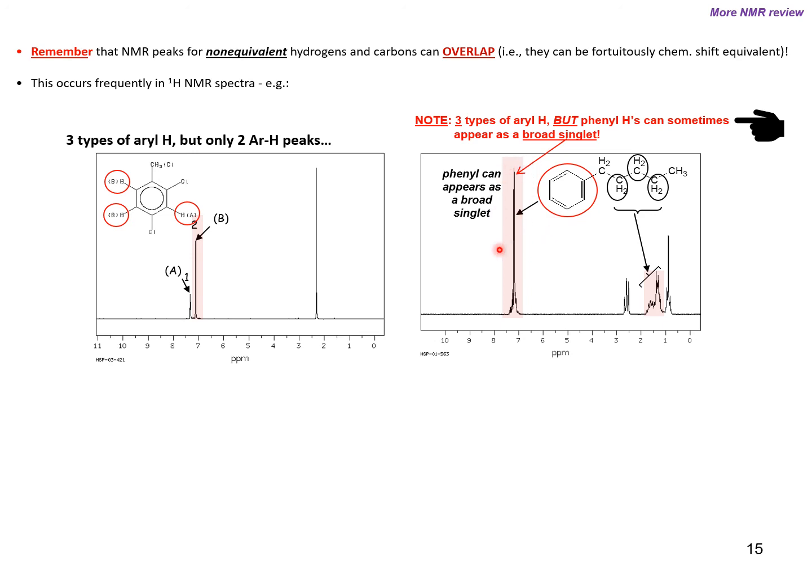If you see this, and integration will always be given or very frequently be given, if you see a peak in this region and it integrates to 5, it must be a phenyl substituent. Please remember that. So you might look at it and say, oh wait, I should expect to see 3 different peaks. If it integrates to 5 and it's in this region, the aromatic region, it has to be a phenyl group.